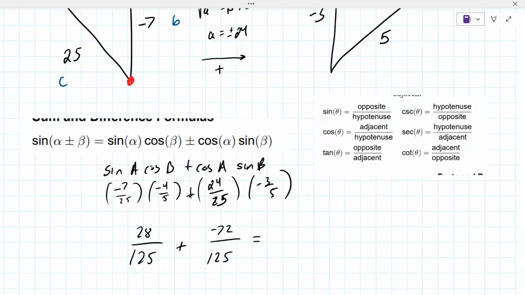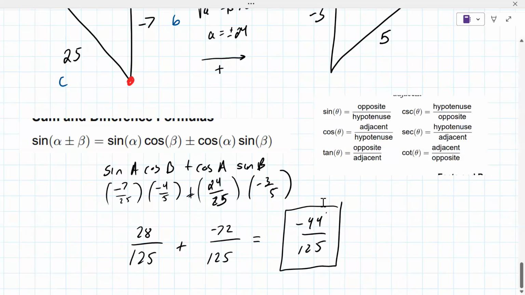This ends up being minus 44/125. Let me see, hold on, I'm putting it into my calculator right now. -72/125, I think that's right. So it's just 28 minus 72? Yeah, it's -44. So -44/125. And that's my final answer, right? Yeah, that's it, after all that. All right, cool.